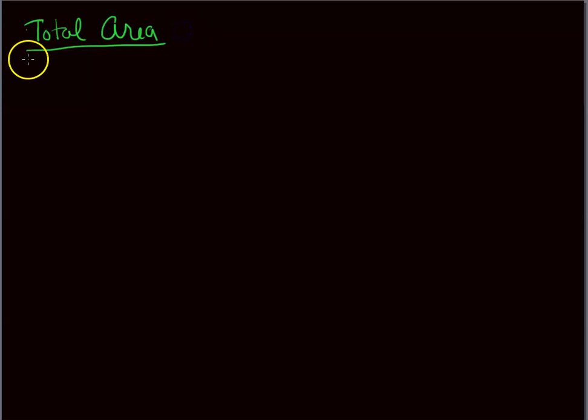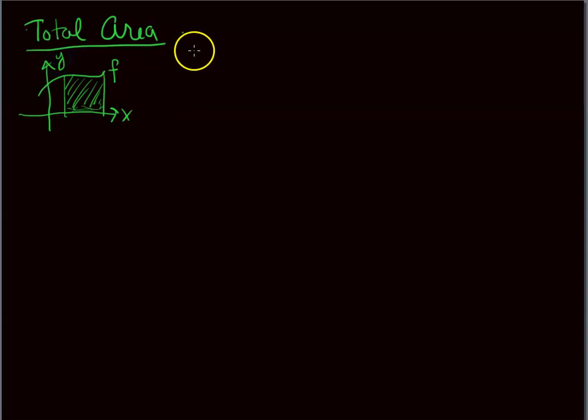Total area. The example that we had shown you before had the function above the x-axis all the time. So when we talked about the area under the curve, it was always the area between the x-axis and the function. But what would happen if the function went below the x-axis? What would we get then from a to b?